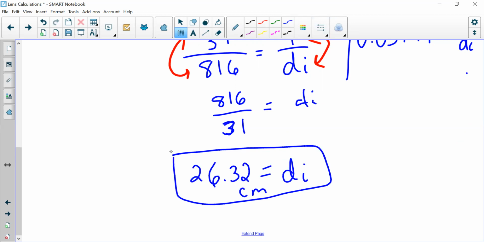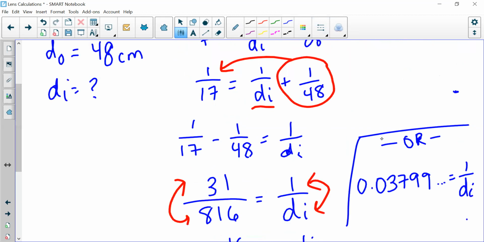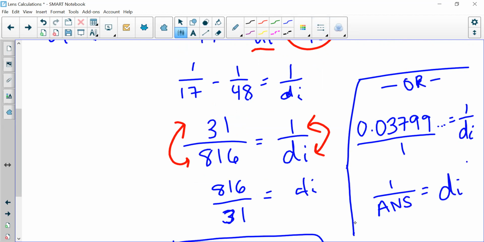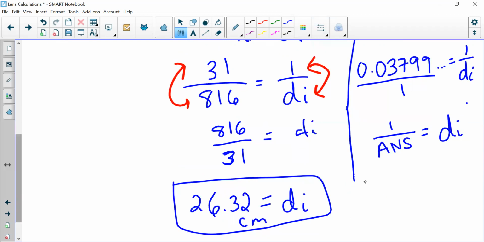Okay. If you got a decimal right here, this is the same thing as 0.0379, so on and so forth, over 1. So when you flip it, you would need to do 1 divided by, and I want you guys to use your answer button, so that way you don't have to re-enter the decimal because you might make a mistake. So do 1 divided by the ANS button on your calculator. Lila, what do you get when you do that?